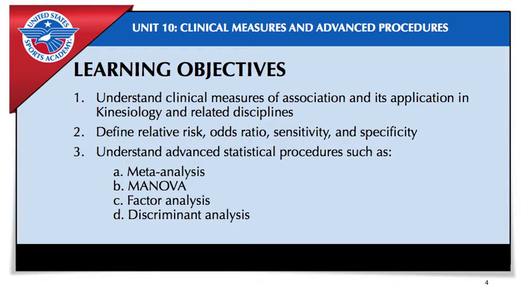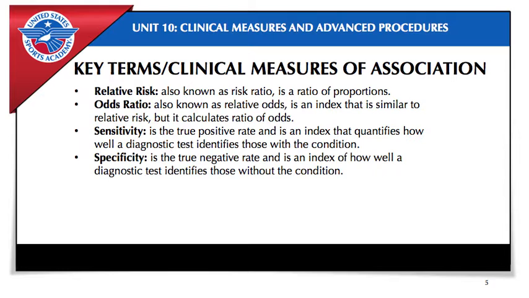After successfully completing this unit, you should be able to: 1. Understand clinical measures of association and its application in kinesiology and related disciplines. 2. Define relative risk, odds ratio, sensitivity, and specificity. 3. Understand advanced statistical procedures such as A. Meta-analysis, B. MANOVA, C. Factor analysis, D. Discriminant analysis.